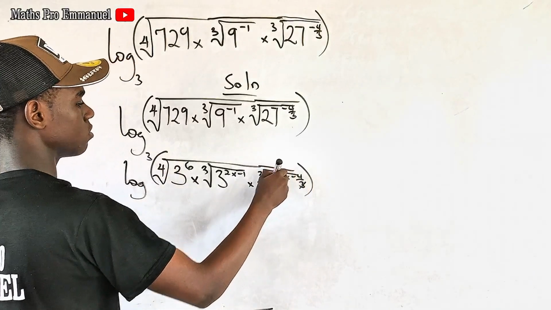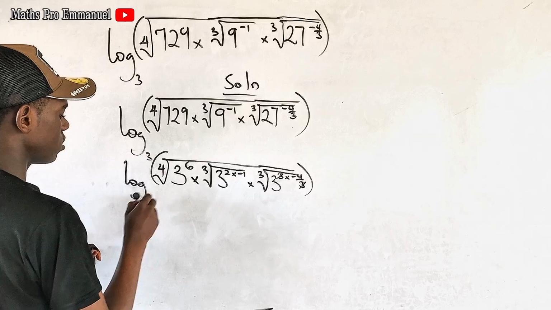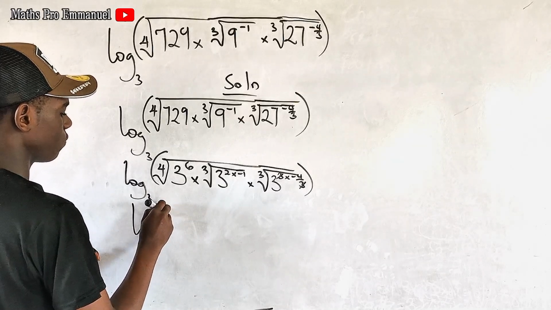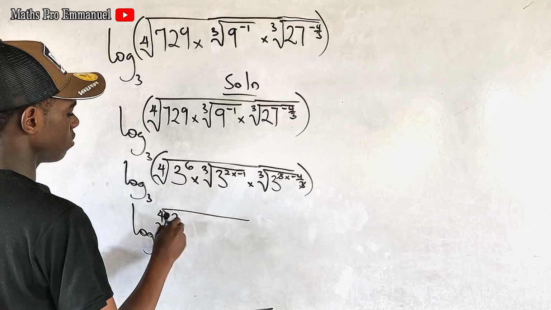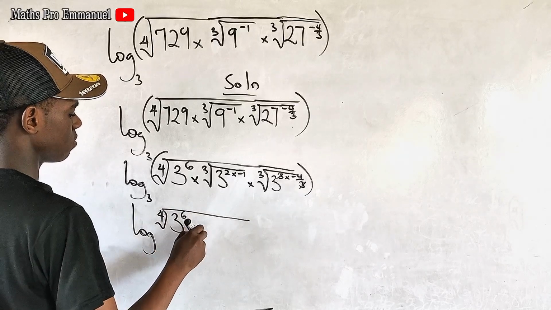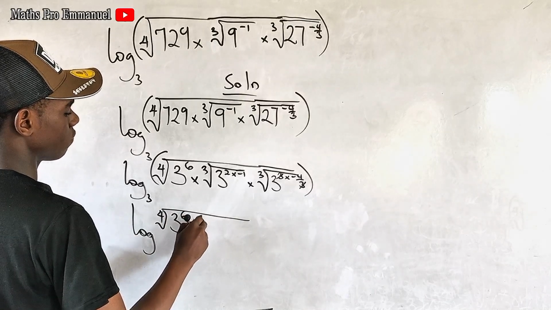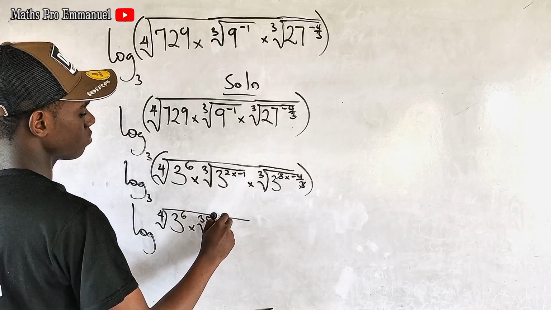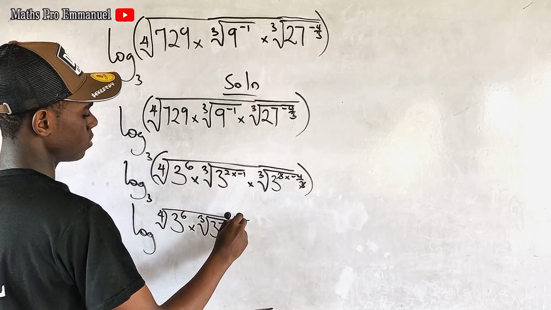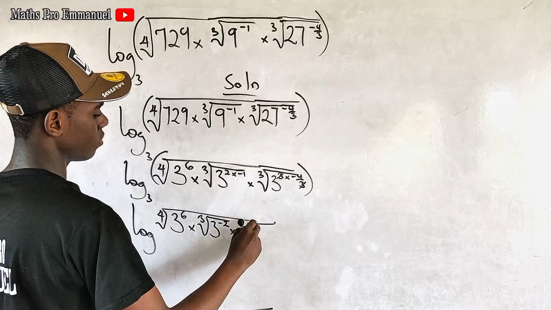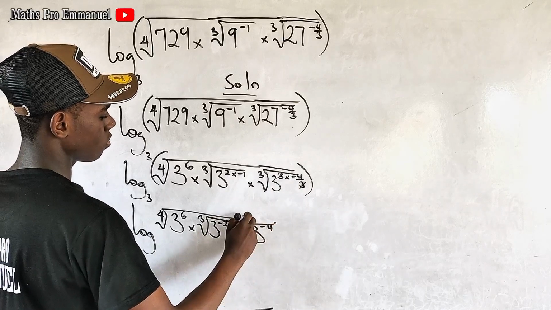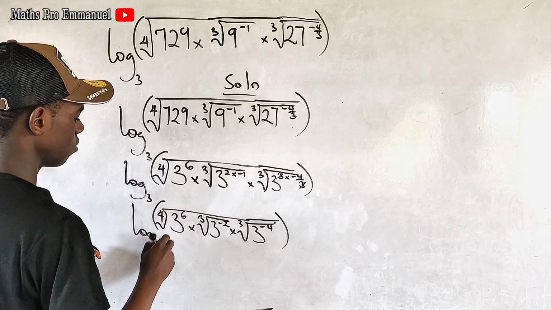Now this can cancel this. So all this is in base 3. Now I have log fourth root of 3 raised to the power of 6 times the cube root of 3 raised to the power of 2 times minus 1, which is minus 2, times the cube root of 3 raised to the power of, when this is out, I'm just left with minus 4, all in base 3.